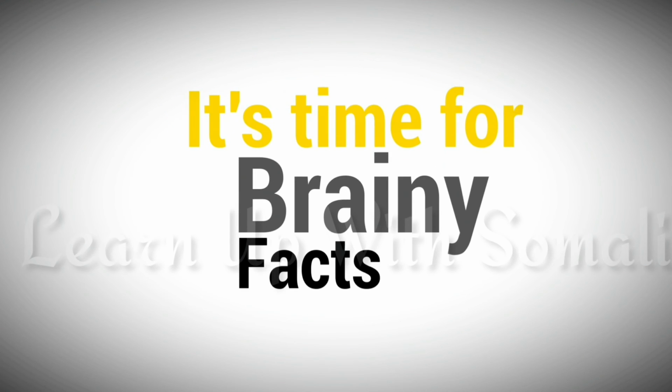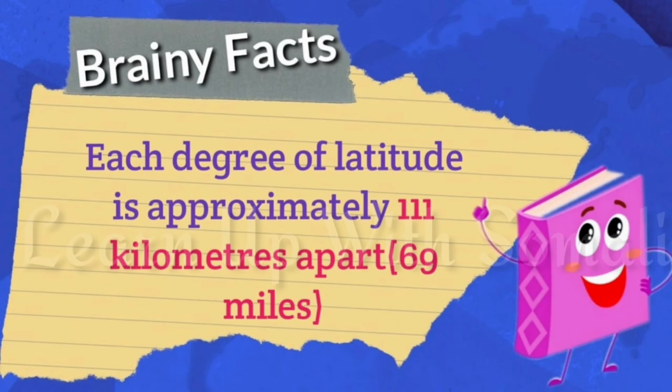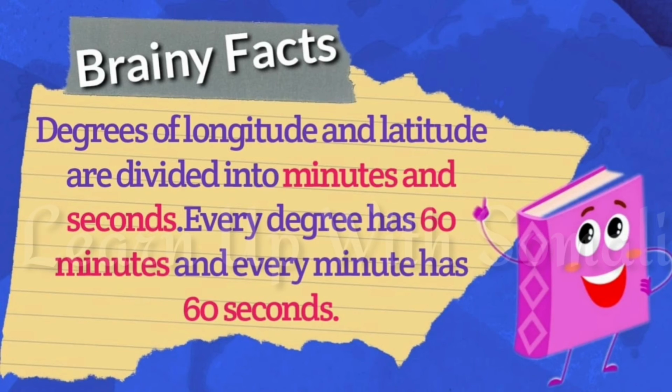Now it's time for brainy facts. Each degree of latitude is approximately 111 kilometers apart, that is 69 miles. Degrees of longitude and latitude are divided into minutes and seconds. That means each degree has 60 minutes and we know every minute has 60 seconds.